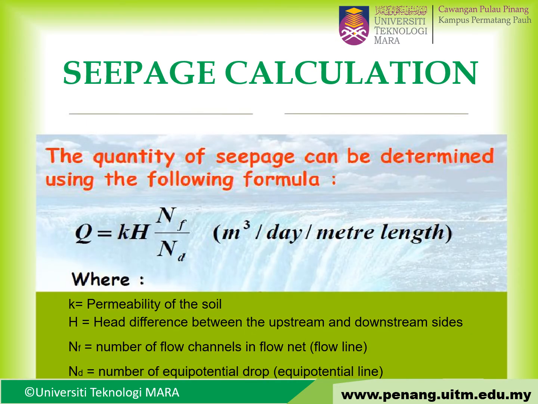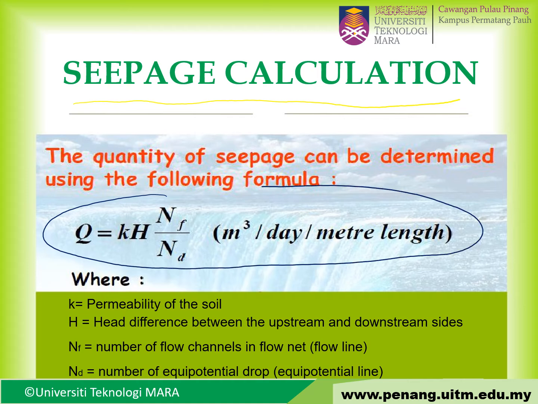So for seepage calculation, look at this. The quantity of seepage can be determined using the following formula. This is the formula for seepage calculation. Q is the seepage. K is the permeability of soil. You may take it from the laboratory or field test. If you remember, you determine the value of K.